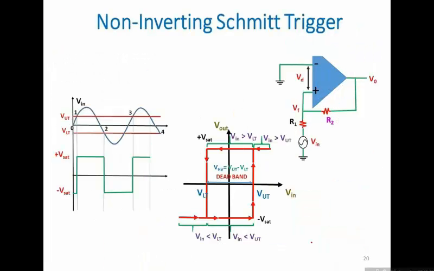Next is the non-inverting Schmitt trigger. Non-inverting Schmitt trigger is the circuit with op-amp having a positive feedback, and input is applied at the non-inverting side. So feedback is positive and input is also applied to the non-inverting terminal. Then the circuit becomes non-inverting Schmitt trigger. So again, in order to see the behavior of the circuit, we will proceed in a similar fashion as we did with the inverting comparator.